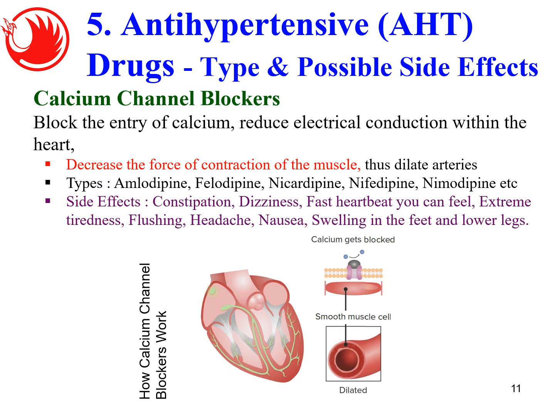So it itself has this so-called electric circuit where the electrical signal will flow to control the pumping of the heart. So calcium channel blocker is obviously blocking the calcium, because for this thing to function, you need calcium to pass through all this electrical signal. So calcium channel blocker blocks the entry of calcium and reduces electrical conduction within the heart. So you decrease the force of the contraction of the muscle. Thus, you dilate the artery.